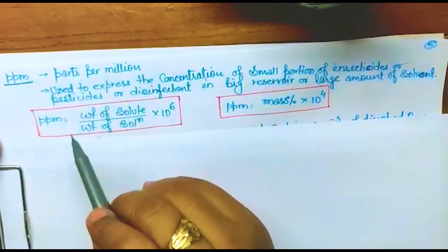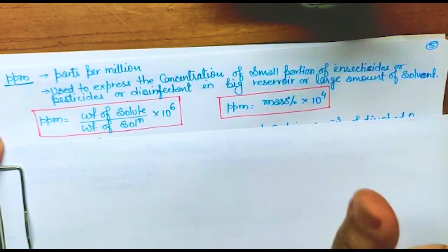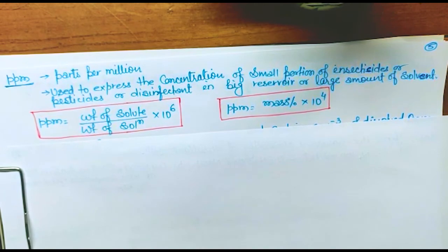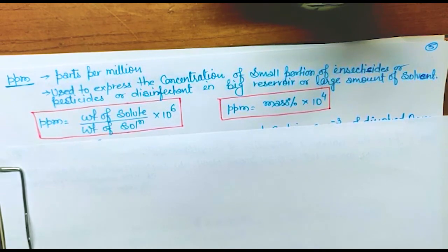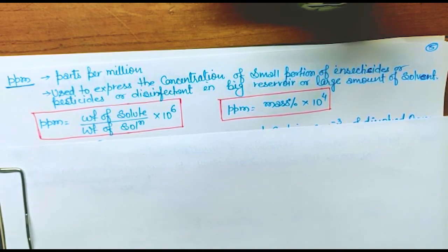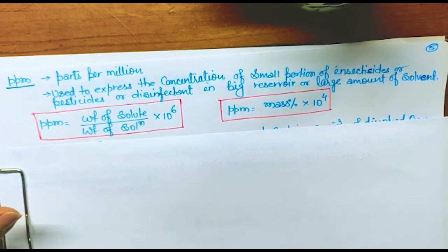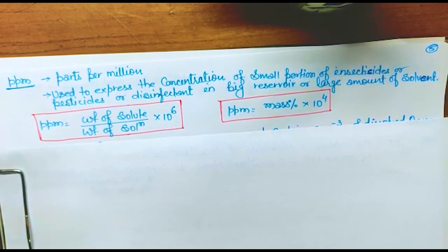Parts per million is used to express the concentration of a small portion of insecticides or pesticides or disinfectant in a big reservoir or a large amount of solvent. Where there is a very large amount of solvent and the solute is in a very small amount, there we use it to express the concentration. For example, for the pollution of the Ganga river or Yamuna river, we decide how much disinfectant, how much chlorine is to be added in that big water tank. That is expressed in the term ppm.